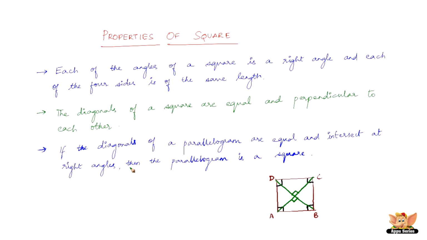And coming to the third point, which is nothing more than the converse of the second one, it states that if the diagonals of a parallelogram are equal and if they intersect at right angles, then the parallelogram is a square. For instance, if we have a parallelogram ABCD, we know that this is not even close to looking like a square. If it so happens that these diagonals are equal and they do intersect at right angles, then the resulting quadrilateral would be a square. Of course, this is definitely not a square.